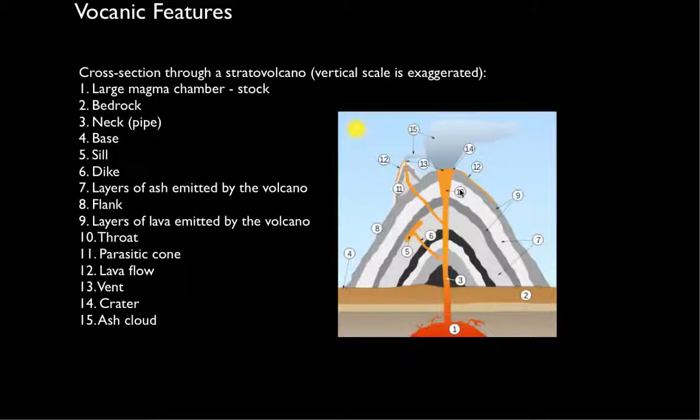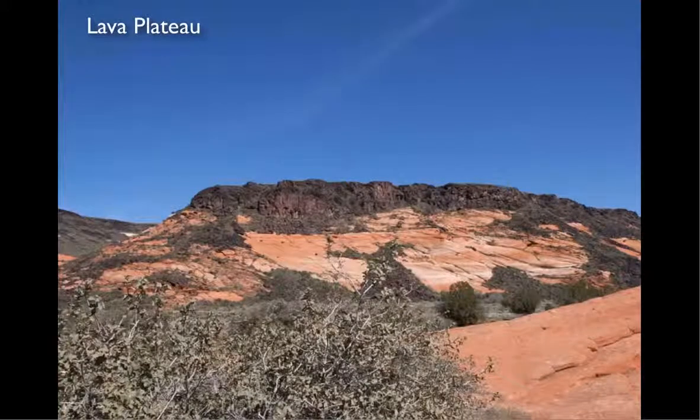10, we're up to the throat of the volcano. 11, we have a parasitic cone or a side cone. Lava flows. The vents. What am I leaving out? 14. The crater, duh. And if the crater collapses, it's called a caldera. We'll get into this more in the volcano chapter. And the ash cloud.